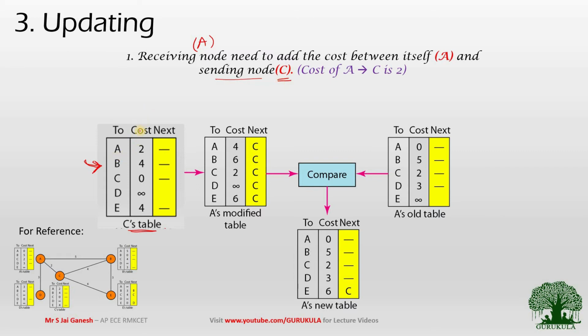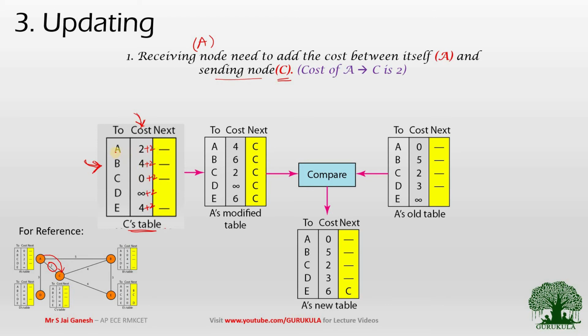And the first step that we have to do is we need to make the changes in the cost column. Since the table is received from C, we need to add the cost between the receiving node and the sending node. As you can see in the figure, the cost between A and C is 2. So we need to add the cost of 2 for each and every entry in the table that is received from C. Why 2? Because we are receiving this table from C and the cost between A and C is 2. So that is why we are adding 2 here.